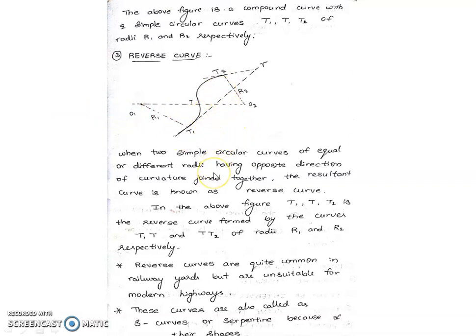Reverse curves are quite common in railway yards but are unsuitable for modern highways. In railway yards, there may be turning of engines and goods, and loading and unloading of goods will happen. That's why this type of curve is used in railway yards. These curves are also called S curves because of their shape.